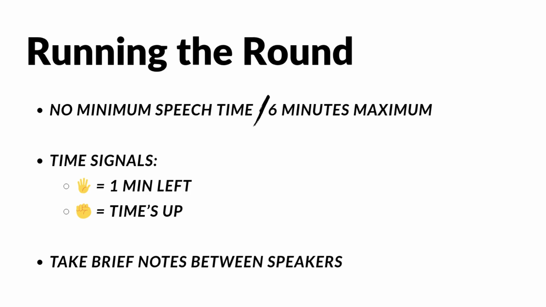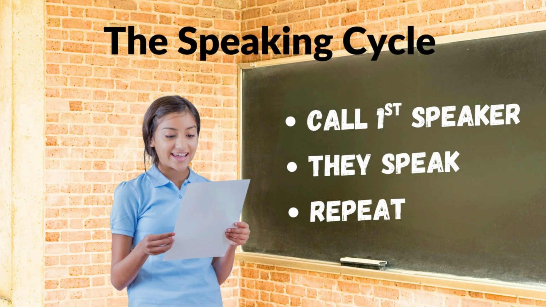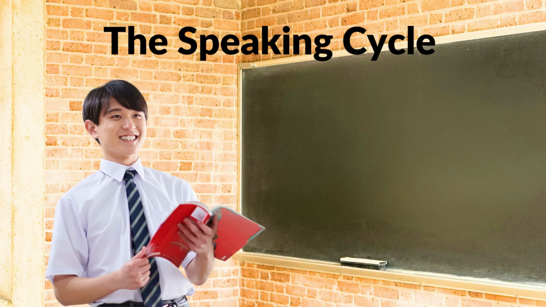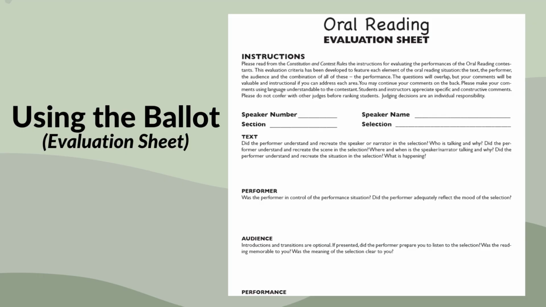Once you've reviewed the rules and answered any questions, it's time to begin. Call speaker number 1 to the front of the room. Each student will read in the presentation zone. After each reader finishes, call the next one up. You'll fill out an evaluation sheet as each student reads. It's fine to pause briefly between speakers to complete your notes.